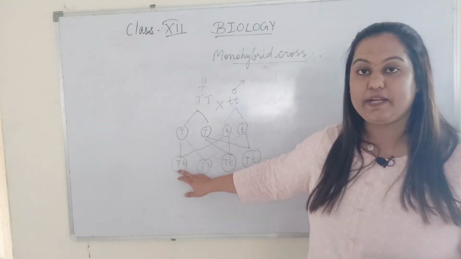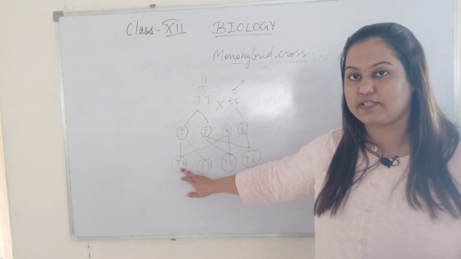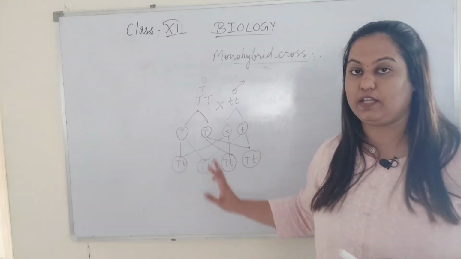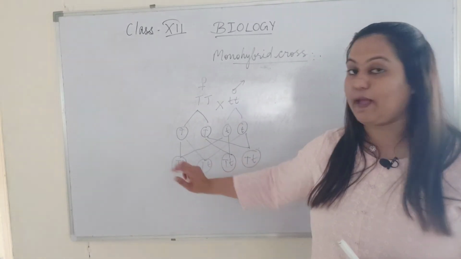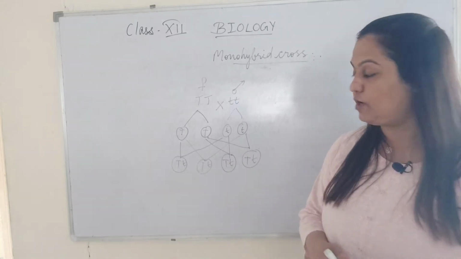So you can see here, capital is for dominant and small is for recessive. So capital T, small t, both are present together. Which one is going to express? The capital T one. That means the tall one.